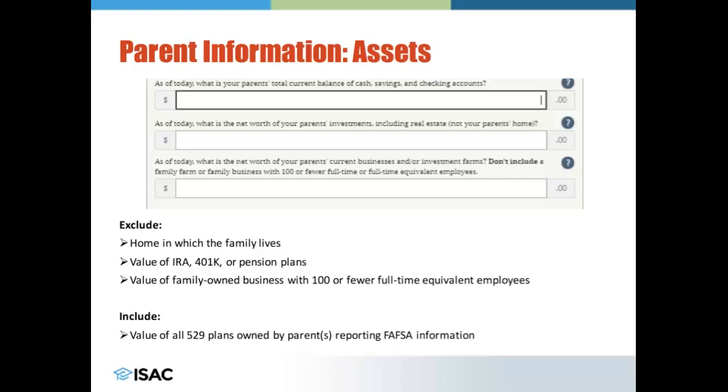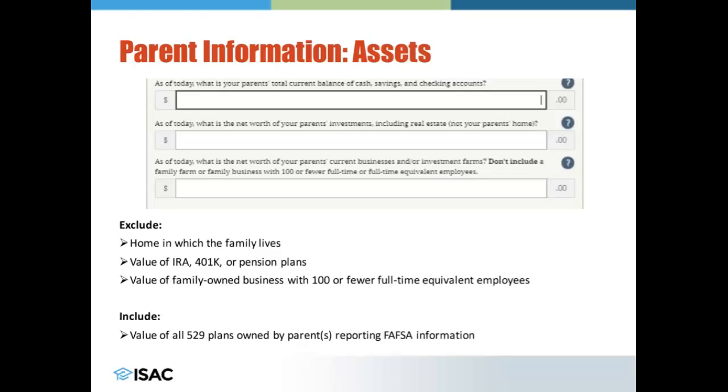So if you have 529 plans as parents, you have to report the value of those plans. But only the parents. If the grandparents have plans for your son or daughter, you don't report it, because grandparents are not parents for purposes of FAFSA. Follow me? That's the most convoluted asset question that I get.